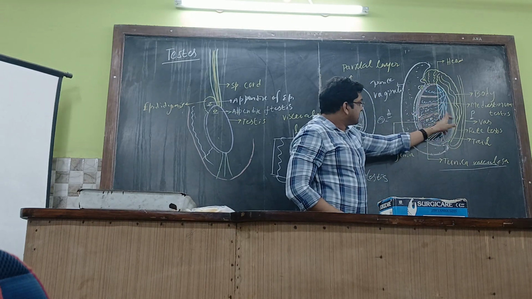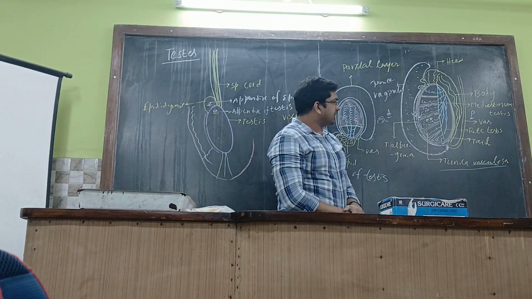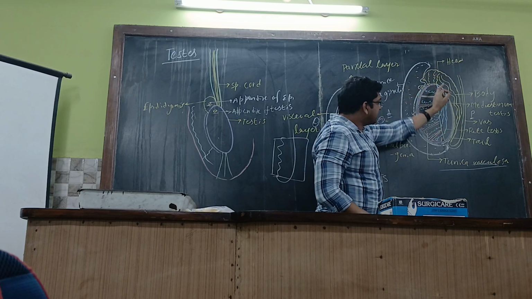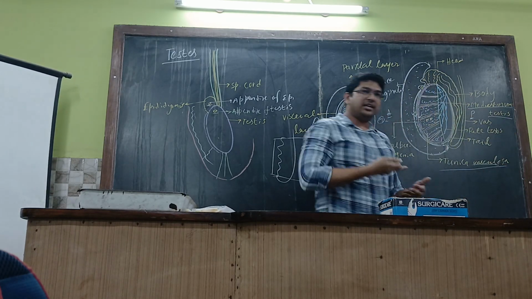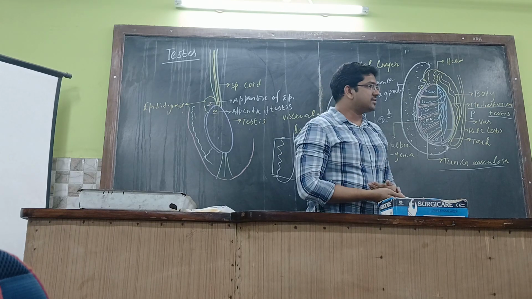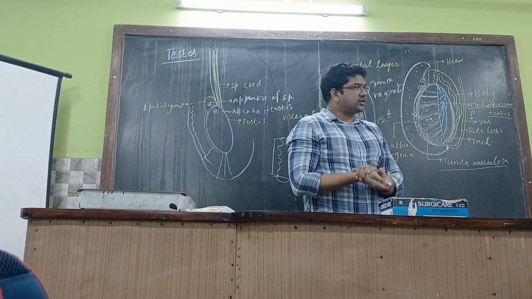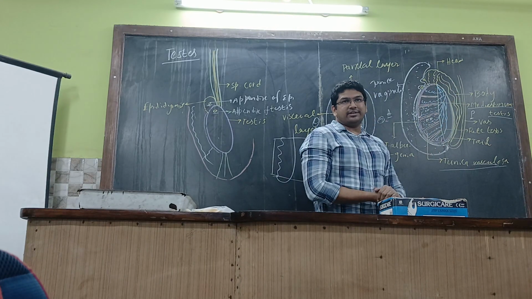Okay, and it divides the testis into this cavity and this cavity. One is anterior, one is posterior. So this septum or partition is termed as mediastinum testis. That is called mediastinum. What's mediastinum? Of course, mediastinum thorax is a space between the two structures. In the same manner, this is the mediastinum which is dividing these two cavities.